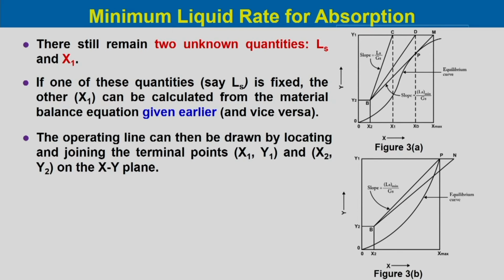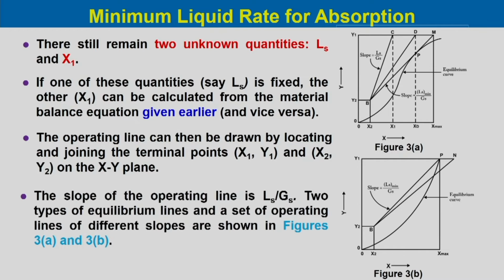Now, the operating line can be drawn by locating and joining the terminal points, that is (x1, y1) and (x2, y2), on the xy plane. The slope of the operating line, that is Ls by Gs, two types of equilibrium lines and a set of operating lines of different slopes are shown in figures 3a and 3b.